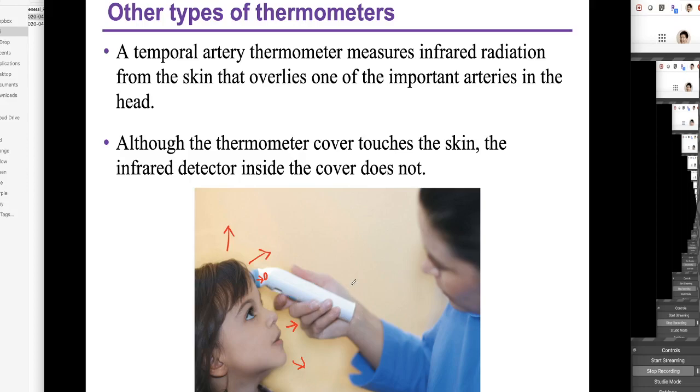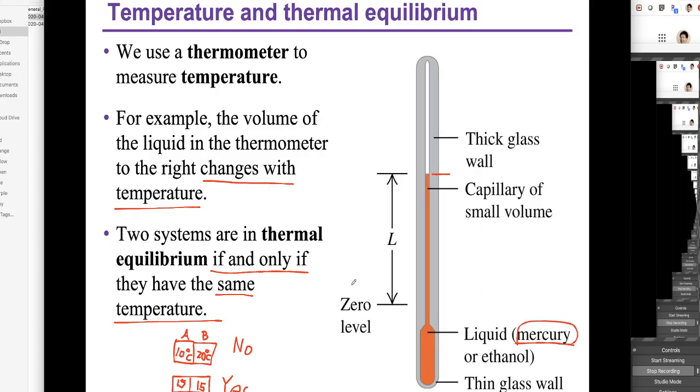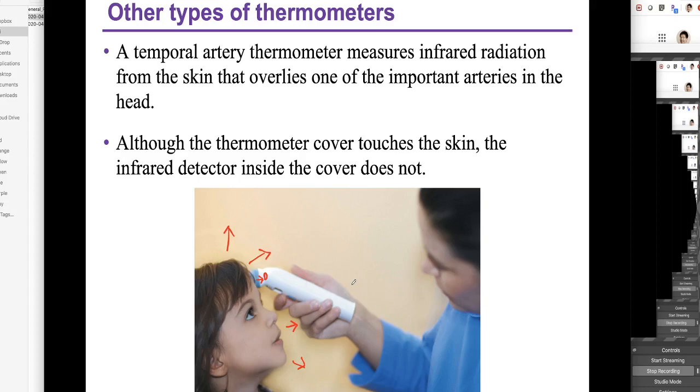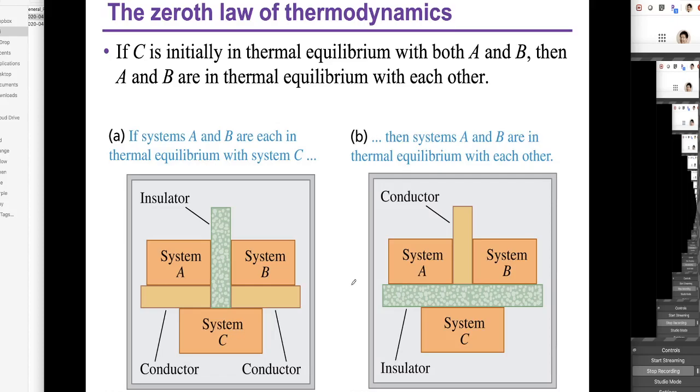And of course, besides this type of thermometer and the previous classic type, there are a lot of other different thermometers. And here we just show two examples. Okay, now let's learn some physics of thermodynamics. The first thing is the zeroth law of thermodynamics. In the future classes, we're going to learn the first law and the second law of thermodynamics. Now let's see the zeroth law.